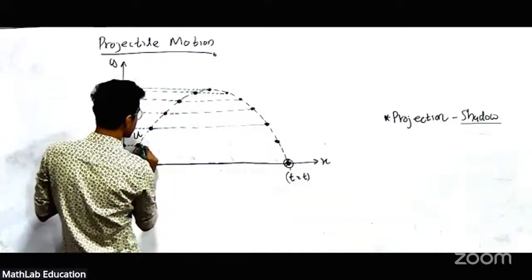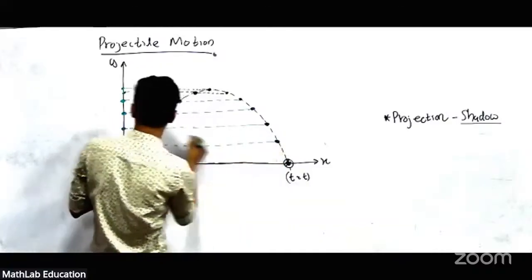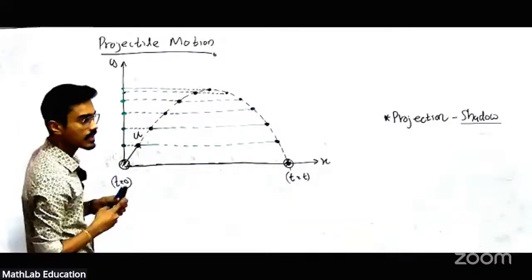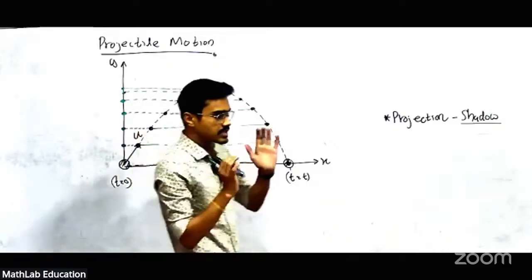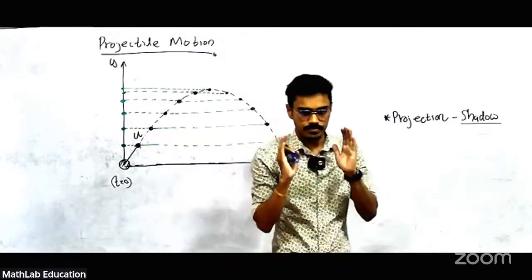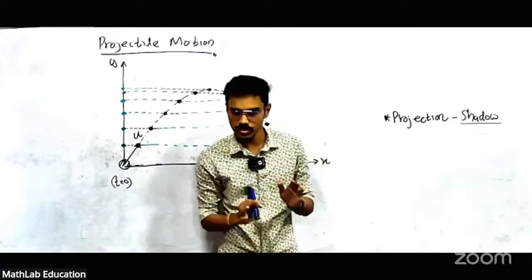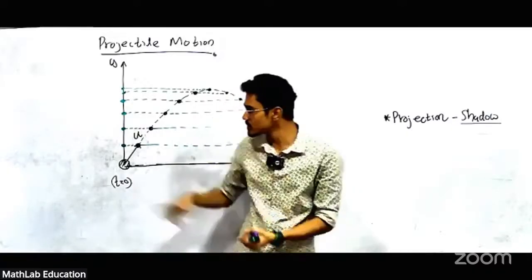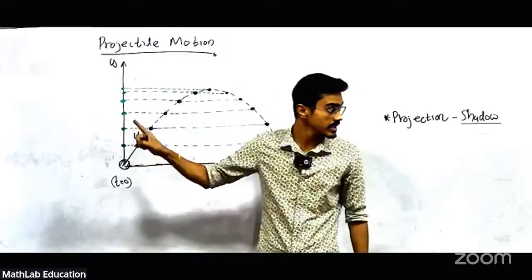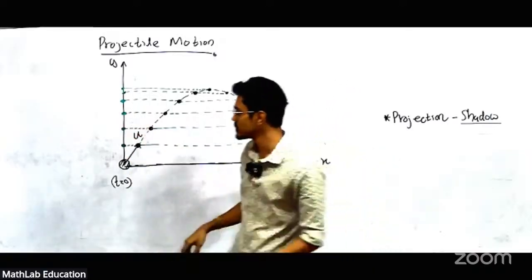Now I considered few random points. Right? Now, without thinking of the motion of the actual object, just think of the motion of the vertical shadow.